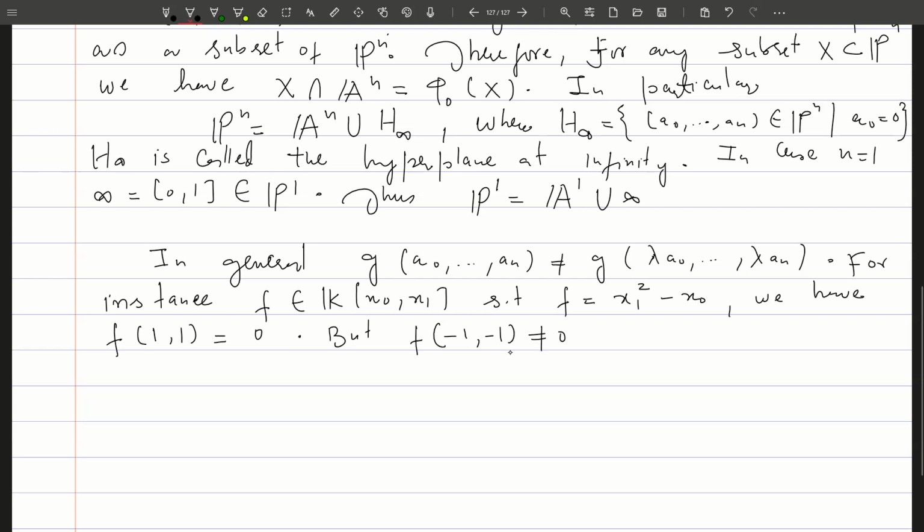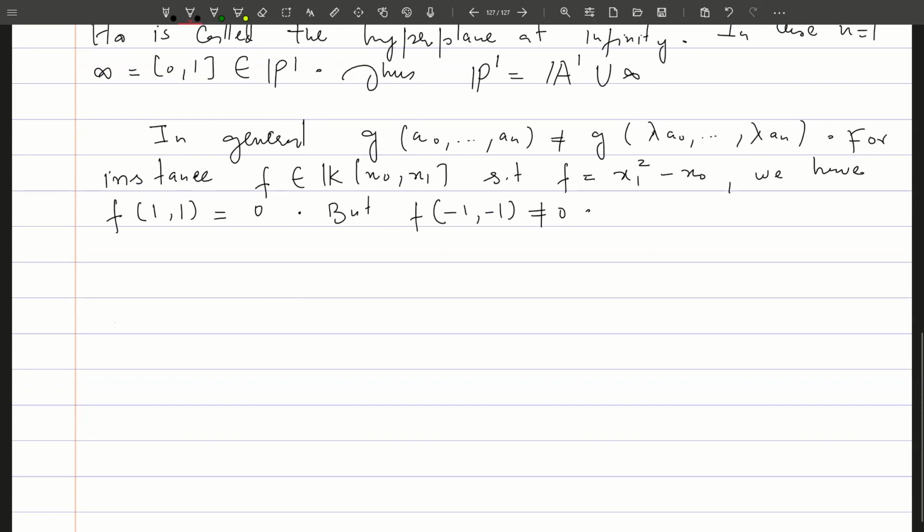This problem is not there if f is homogeneous. Now what do we mean by homogeneous? We have a remark here. If we take a polynomial g in the polynomial ring in n plus 1 variables, this is homogeneous.